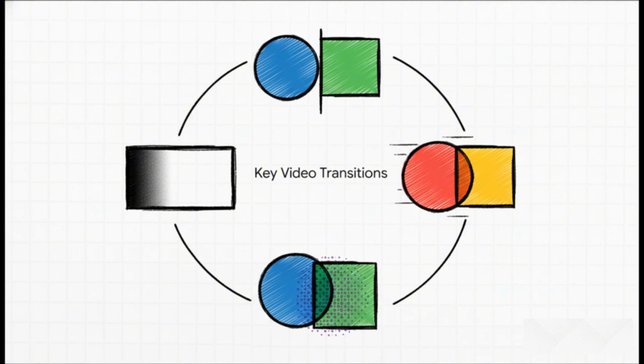A cut is the most basic. It's an instant jump. Bam, new shot. A dissolve is much softer. It kind of blends 2 shots together. And a fade out to black, that's the classic way to say the end, or at least the end of this chapter. Each one creates a completely different mood for your audience.